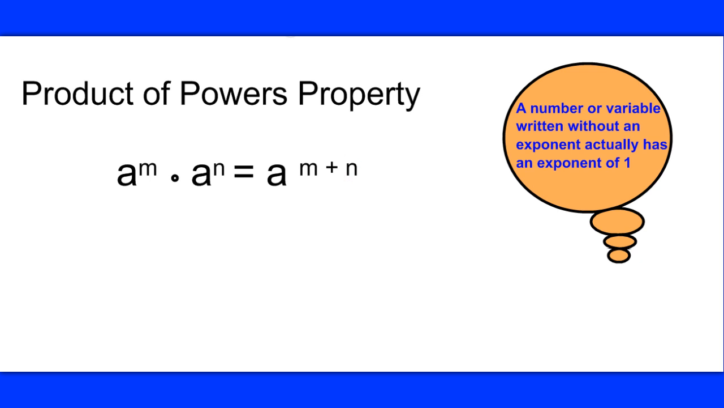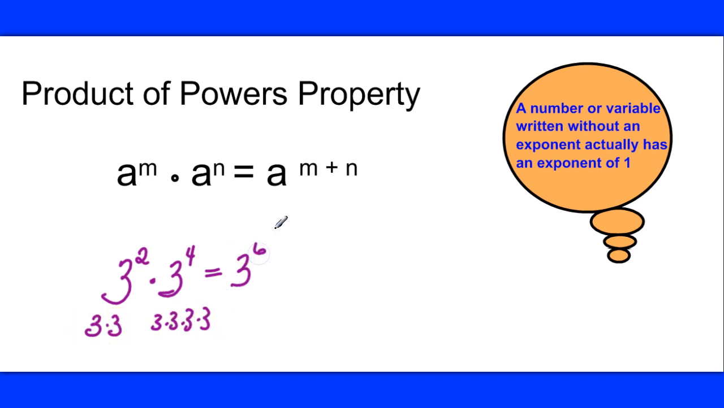Now, let's try this with some numbers. 3 to the second power times 3 to the fourth power is, now this means that there's 2 3's here. This means that there's 4 3's here. So altogether, I have 3 to the 1, 2, 3, 4, 5, 6 power. Do you see how we added the exponents together? If I have x to the 8th power times x to the 3rd power, that's going to give me x to the 11th power.